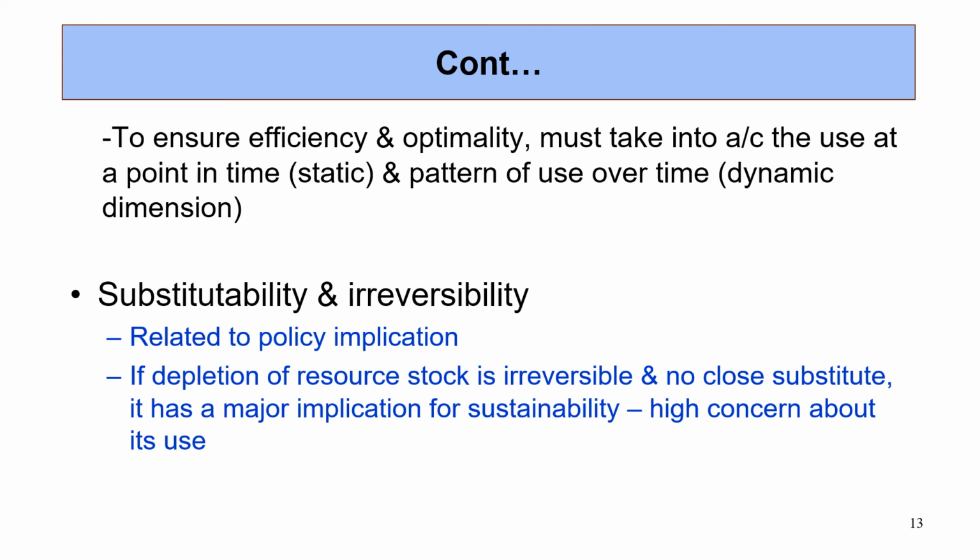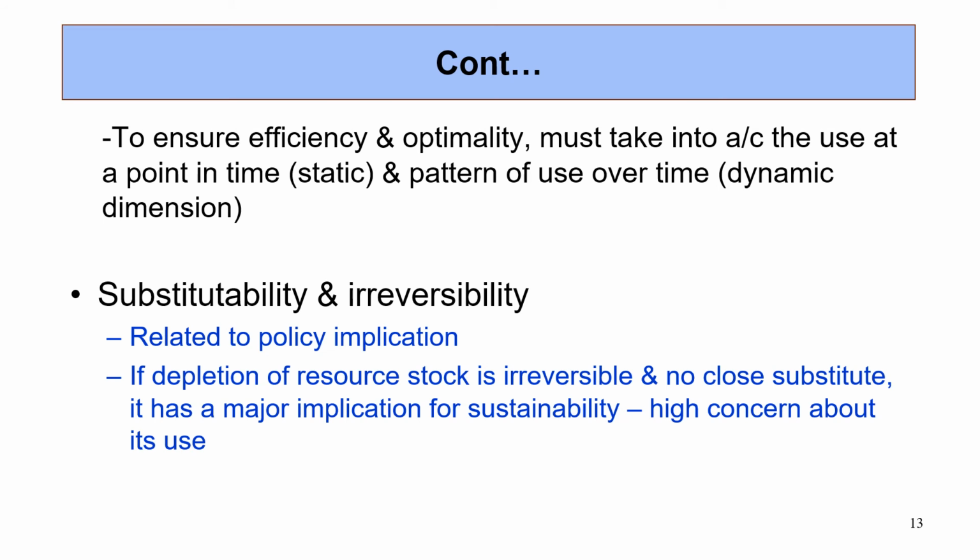To ensure efficiency and optimal use of stock resources, we must take into account the use at a point in time, which we call static, and patterns of use over time, or dynamic dimension. Also, we have to consider substitutability and irreversibility of the stocks because it has a policy implication. If, let's say, depletion of resource stock is irreversible. In the case of Malaysia, we are facing a serious problem of deforestation because many firms are converting forests into palm oil plantations because palm oil plantation is very profitable. So what is the consequence of doing that?